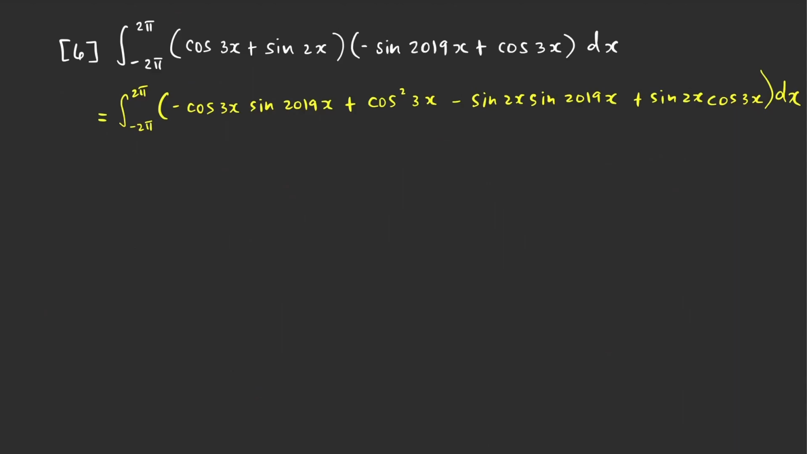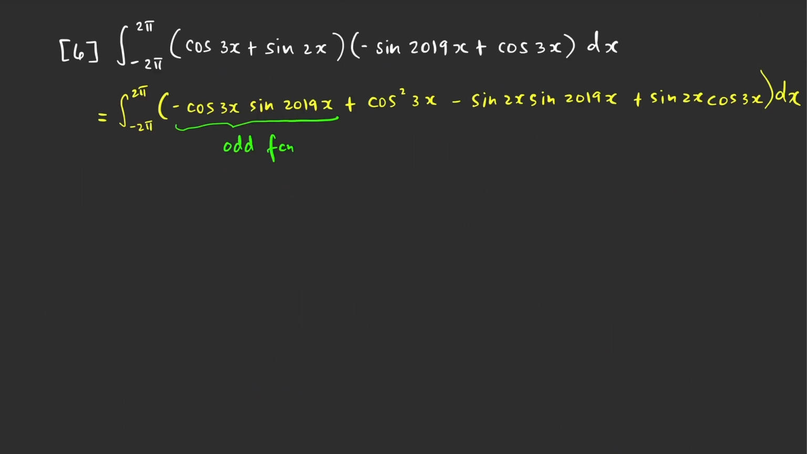And then now, if you look at this function here, cosine is an even function, and sine is an odd function. So if we take their product, we get an odd function. So this is an odd function, and the integral from negative a to a of an odd function is just equal to 0.